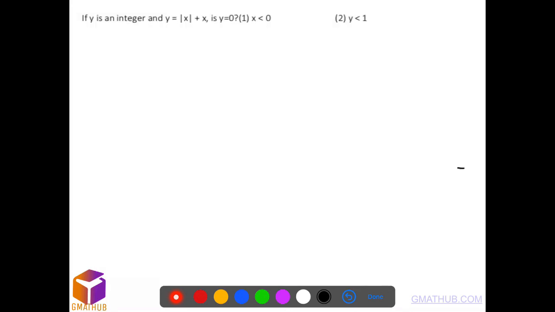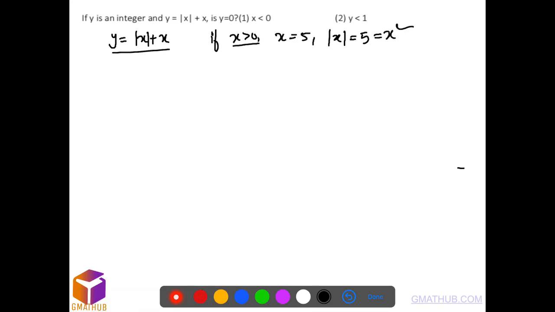For this question, now let's say y is equal to mod of x plus x. Now let's say if x is positive, for example, let's say x is equal to 5. So mod of x will be equal to 5, which is nothing but x itself. So if x is positive, mod of x will be equal to x. There won't be any difference between them.